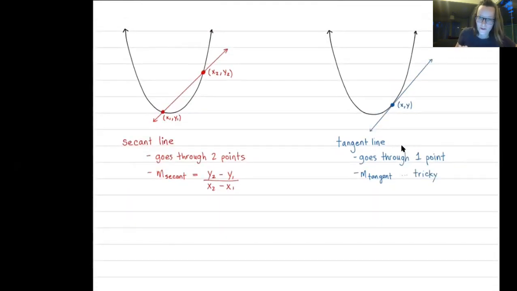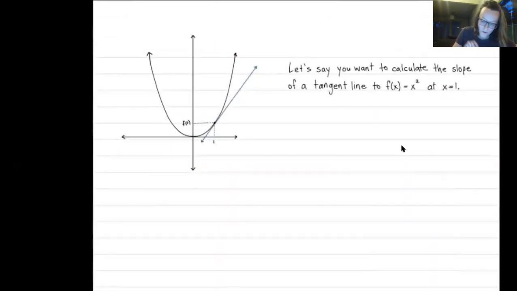So how on earth are we going to get the slope of a tangent line? I wanted to work through this one. I've got a similar shape there. I've got f of x is equal to x squared, and I've graphed it on there. Let's say we're interested in the slope of the tangent line, particularly at x is equal to 1. I've plotted that point on there, and its y value is f of 1, in this case 1 squared, which is 1.